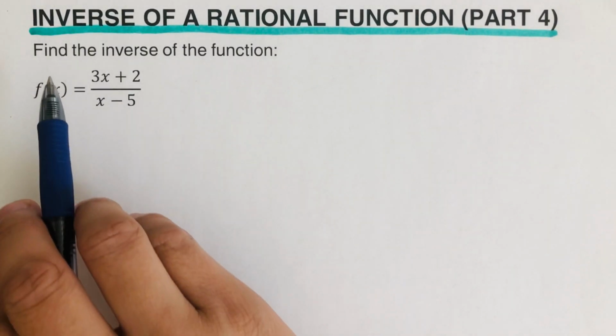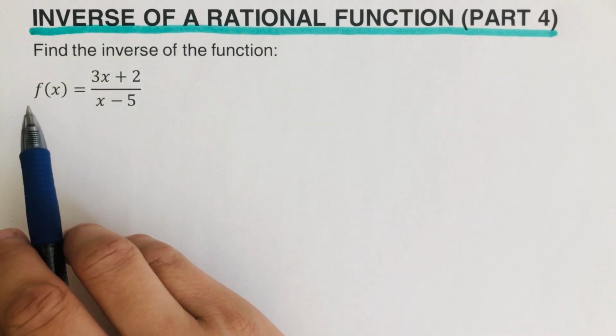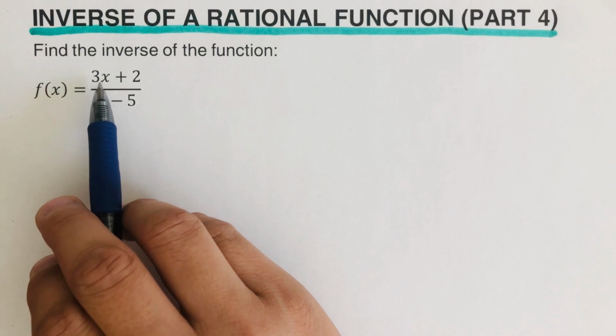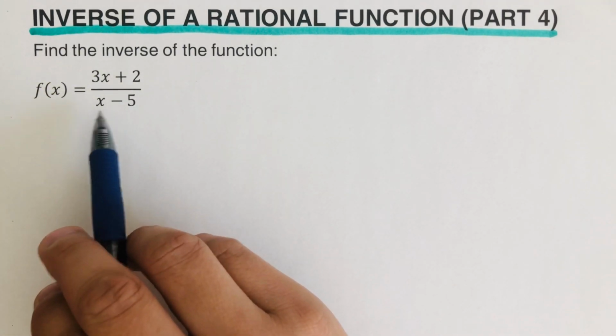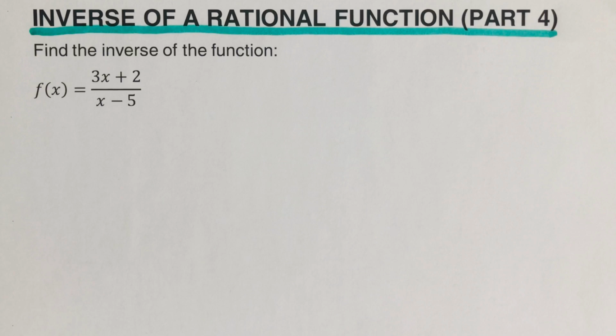Let's take this first example right here. Find the inverse of this function. f of x is equal to 3x plus 2 over x minus 5. In order to find the inverse of any function, we need to follow three steps.